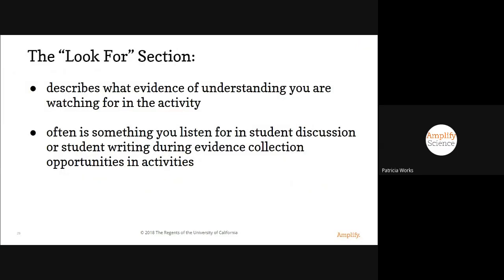In each of the on-the-fly assessments, you'll start out seeing a section that has the look-fors. The look-fors describe what evidence of understanding you're watching for in the activity. Often it's something you're going to listen for in student discussion or student writing during evidence collection opportunities in the activities.